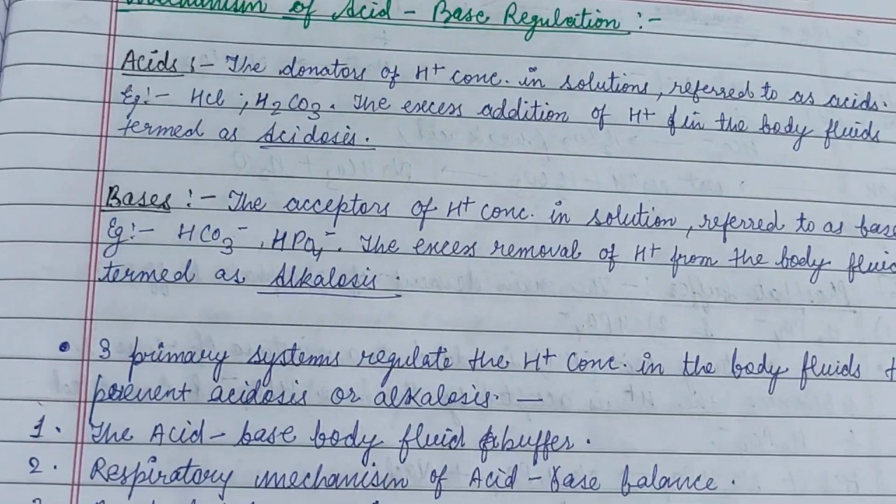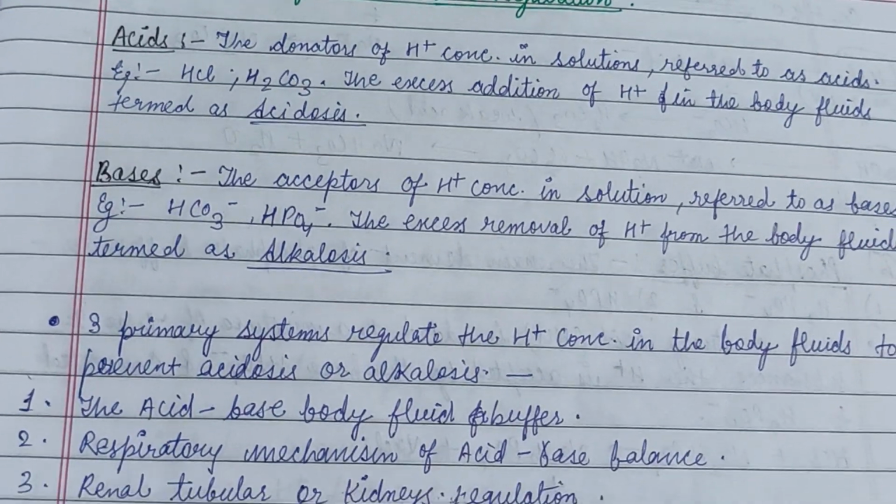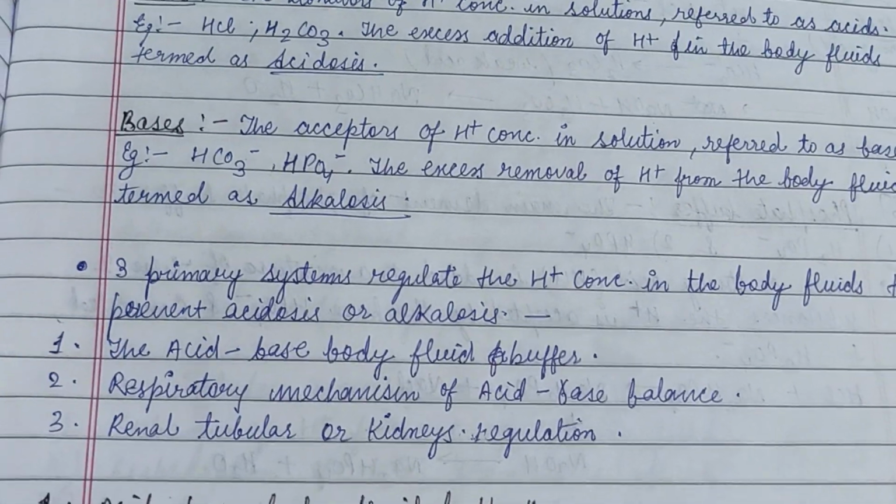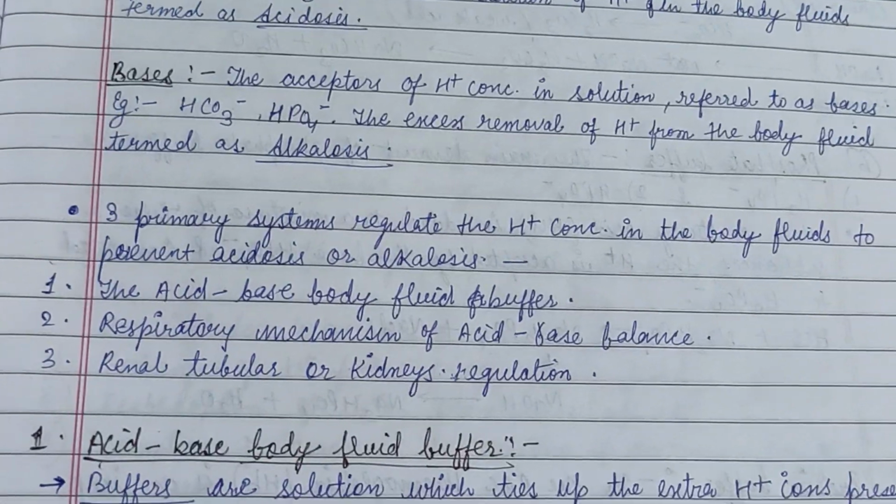So what is the acid? The donor of H plus in the solution is referred to as the acid, while the acceptor of the H plus ion, that is hydrogen ion concentration in solution, is referred to as the base.